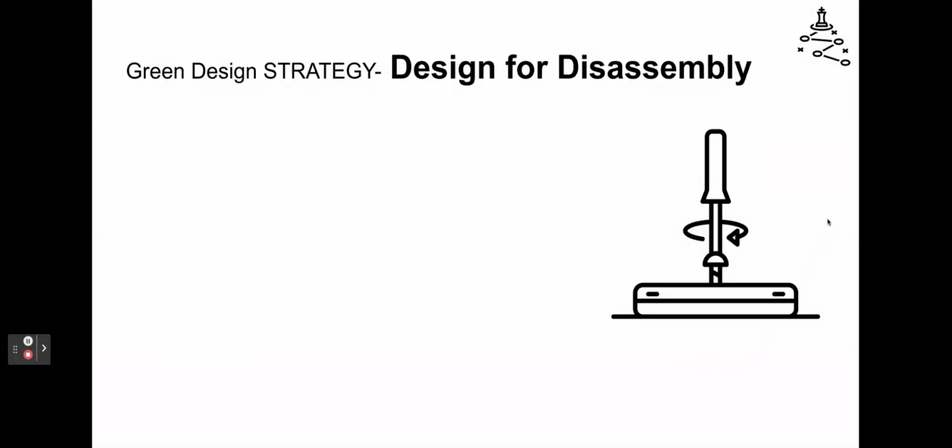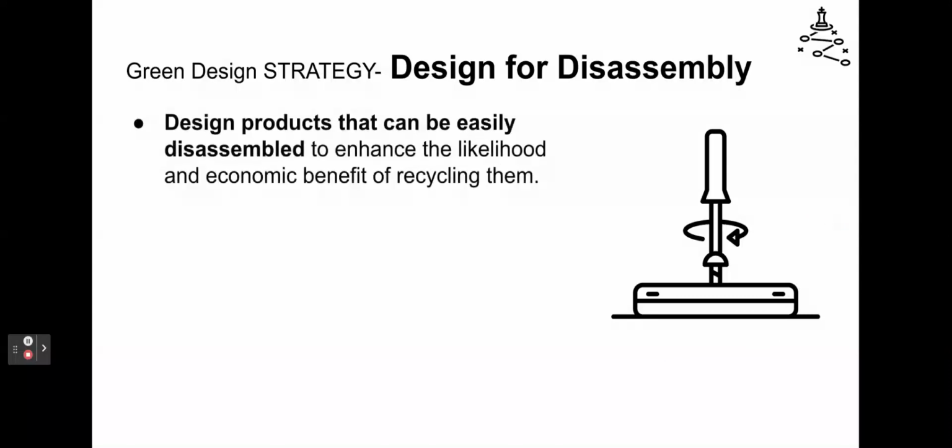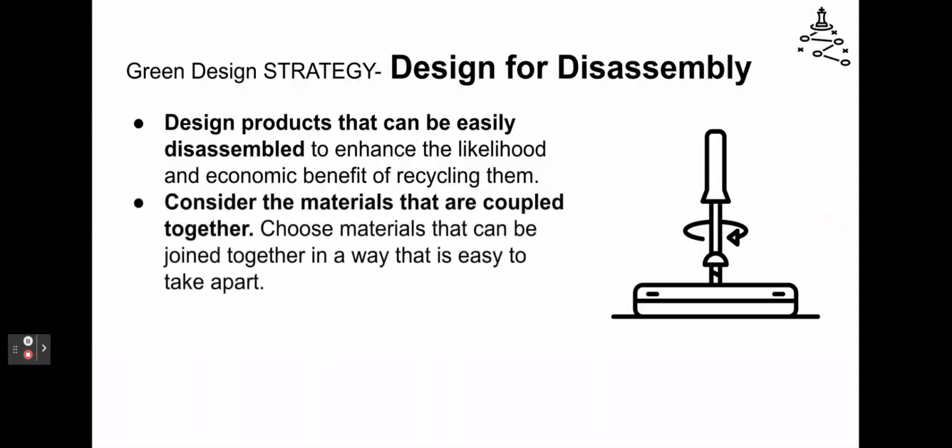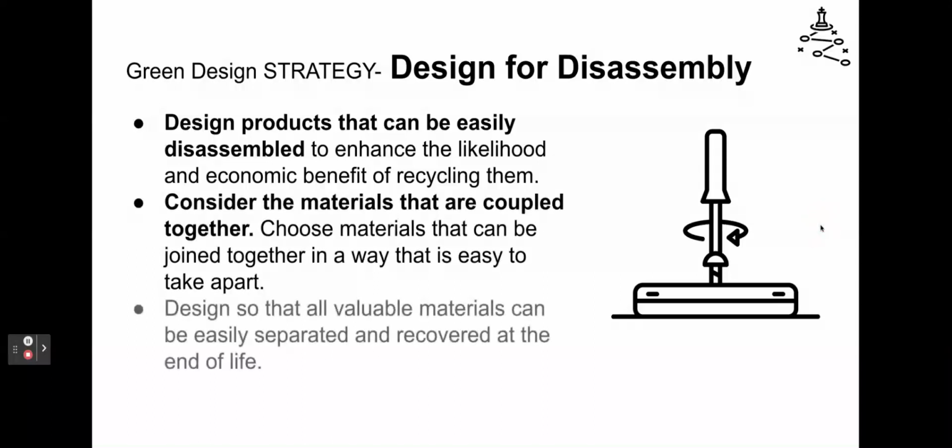You want to always design for disassembly. So we've already talked about that in a different topic. Making sure you choose materials that are easily joined together, and that means they can also be easily taken apart, and making sure that all the valuable material in your product can, at the end of life, be separated and recovered.